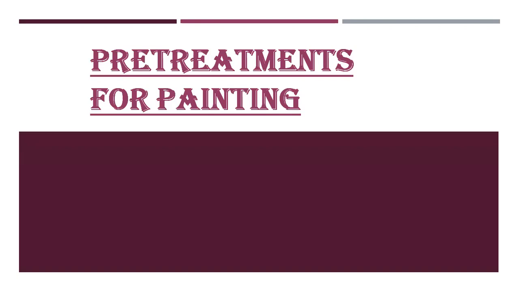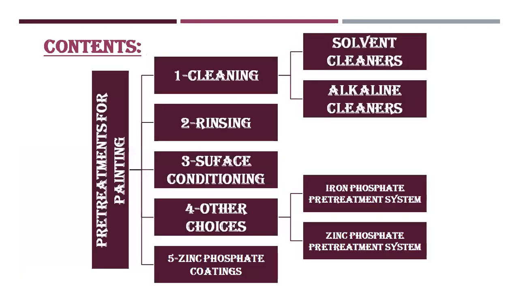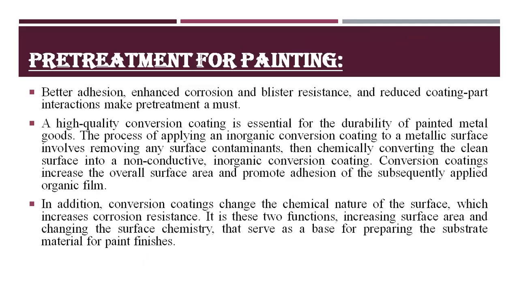Next, I will talk about the pre-treatments for painting. Here is the contents. There are 5 treatments included in pre-treatment: cleaning, rinsing, surface conditioning, some other choices for painting, and zinc phosphate coatings. The cleaning process also includes 2 types: solvent cleaners and alkaline cleaners. And other choices means iron phosphate pre-treatment system, and second is zinc phosphate pre-treatment system. First, I will talk about cleaning.